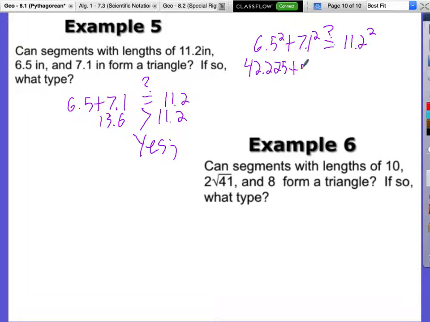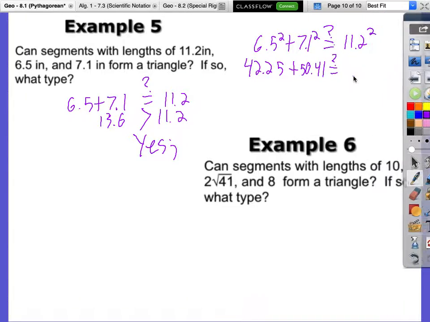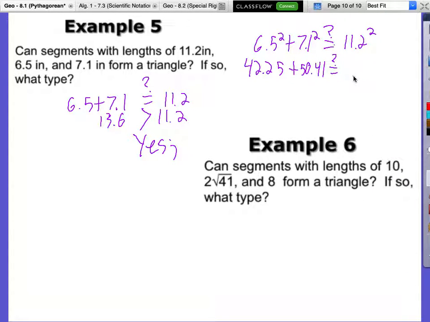7.1 squared, 50.41. 225, and then equals, stop. Oh, my bad. I put too many twos there. You're right. Oh, I wrote it in pen. 42.25. Guys, stop the side chatter. 11.2 squared is 125.44.